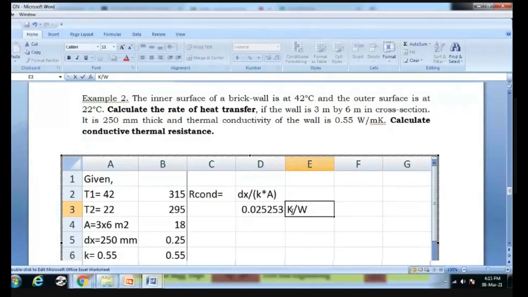Kelvin per. It should be what? Watt, Kelvin per watt, right? Kelvin per watt. That is the unit.